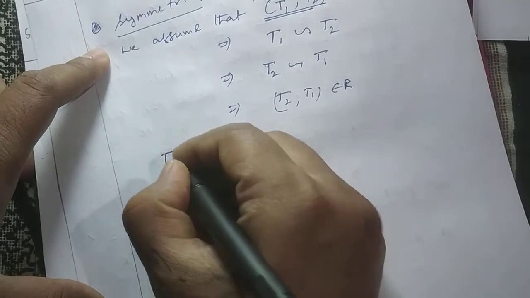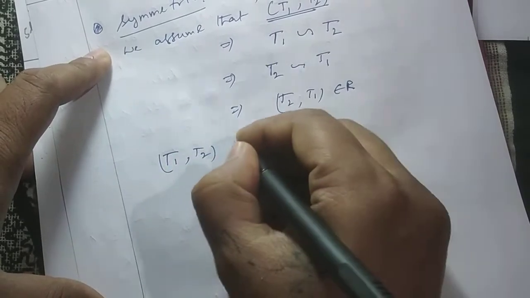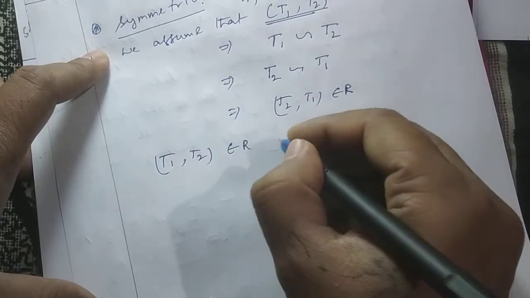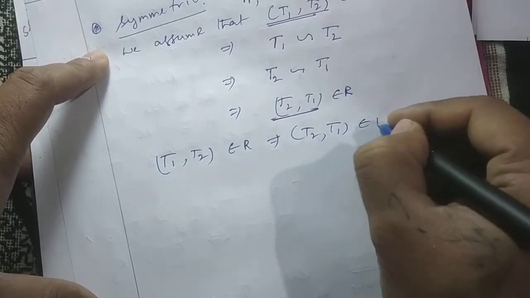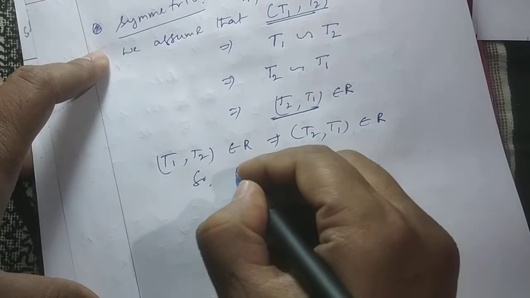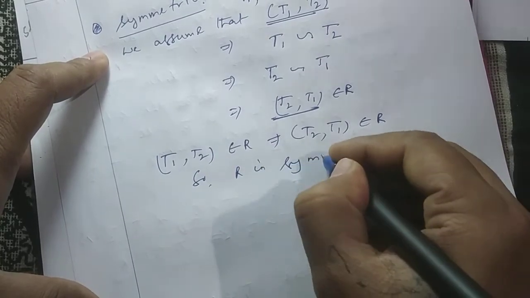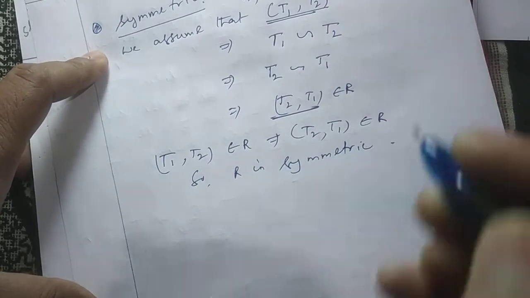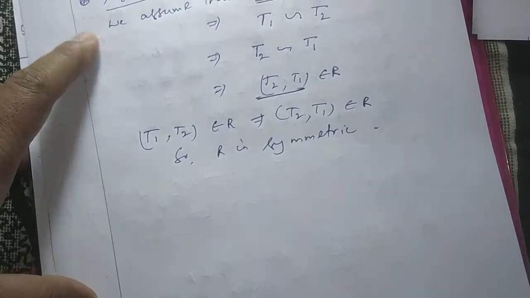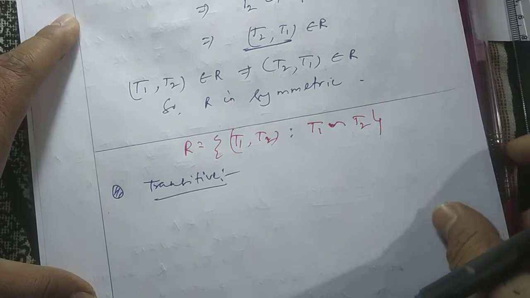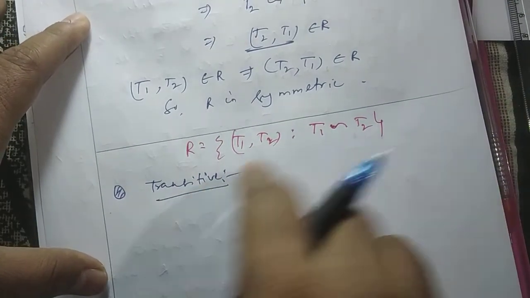Firstly, we have taken (T1, T2) belongs to R, and finally we have proved here (T2, T1) belongs to R. So R is symmetric. Understood or not? So in this way, here the relation will be symmetric. Now let us come to transitive to be verified.